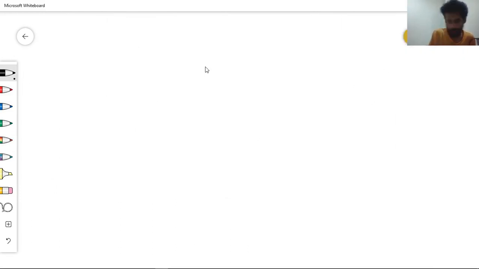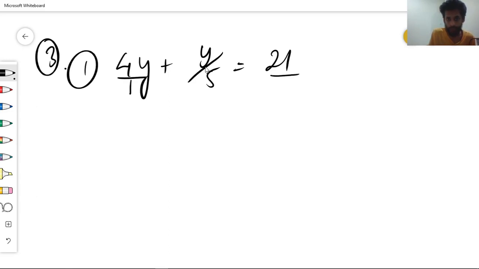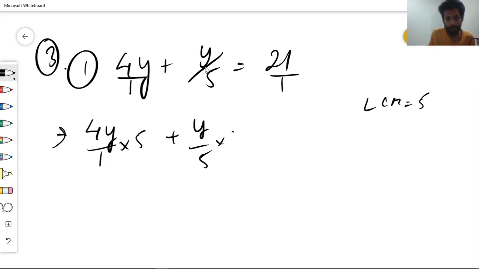Now next one. Question number 2 is done. Now 3: 4y plus y by 5 is equal to 21. So here also I will make this one a fraction, and this one is also a fraction. The LCM of all the denominators is 5. So I will multiply all the terms with 5: y by 5 into 5, 21 by 1 into 5.